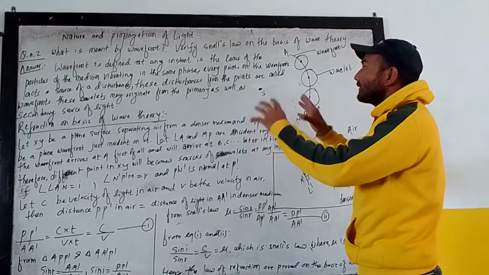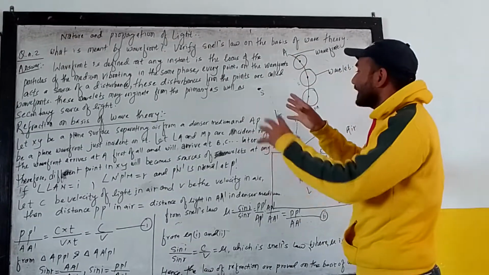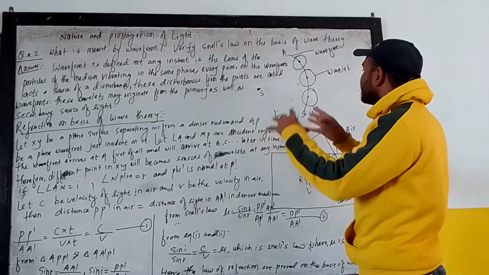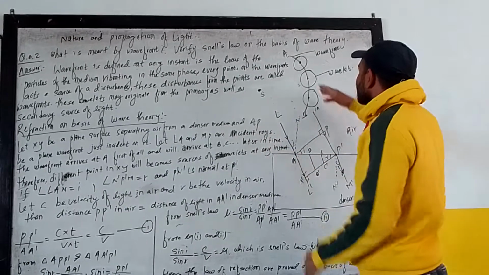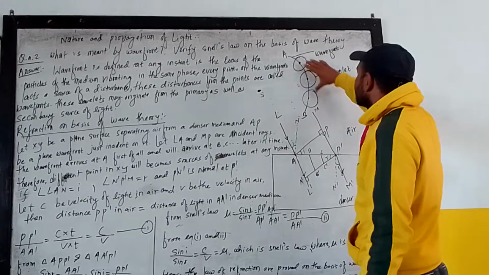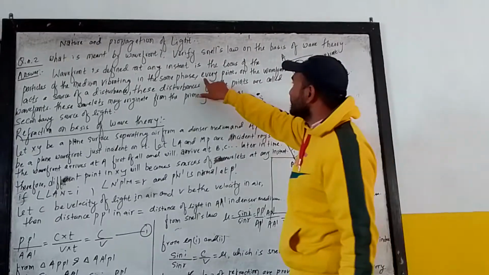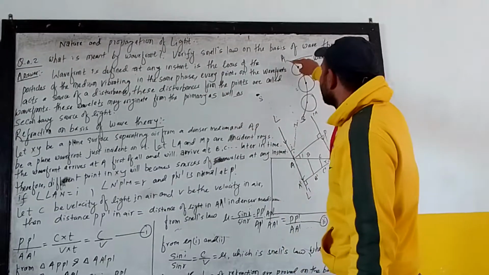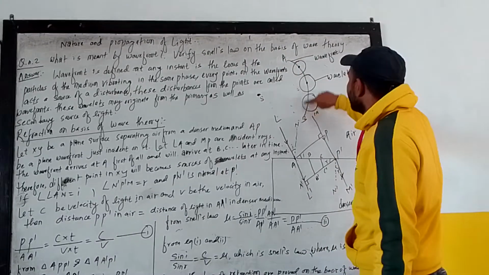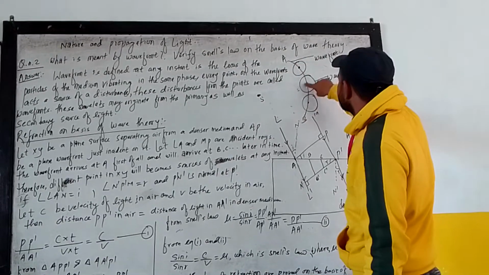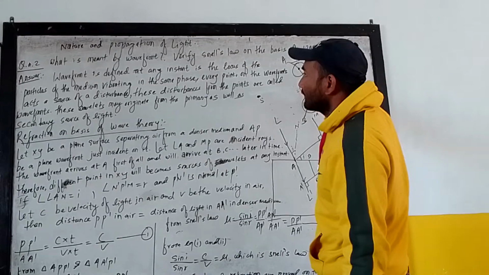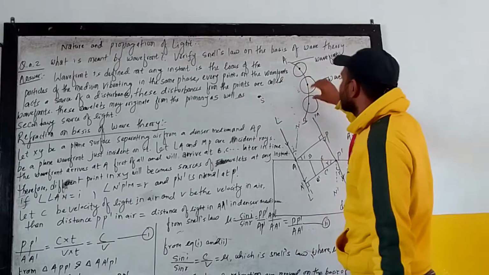And this wavefront means this is the way light is spread out from any light source, like light coming from the sun. And here you can also see that every point on the wavefront, this point, this point, this point, acts as a source of a disturbance.